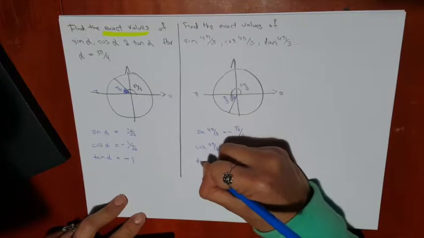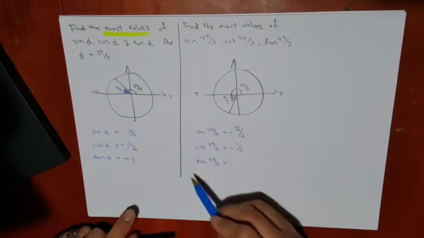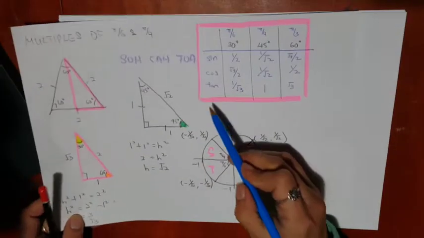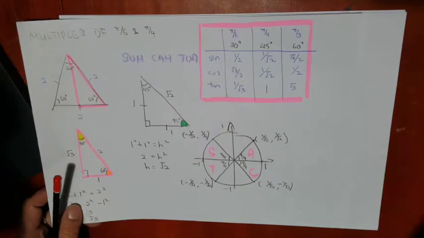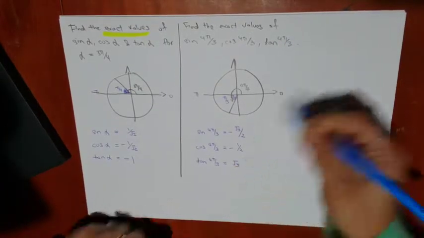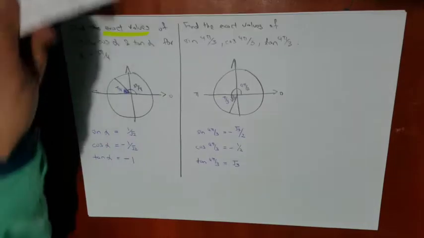And tangent 4 pi over 3, what do we get from here? Tangent 4 pi over 3 will be tangent pi over 3, which is square root 3. So this is the only one that is positive because it's in the third quadrant, and in the third quadrant, only tangent is positive.